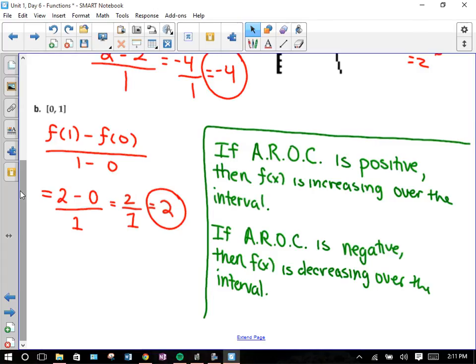Alright. Now, the final thing that I want to do is just one last problem where you find the average rate of change, but it's a word problem. Okay? I want you to see how this can now relate to your life. You do not need to write down the word problem. You all got this written down?